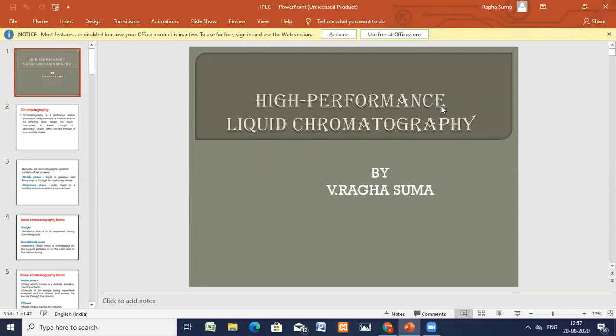This technique has been possible through the knowledge accumulated from gas chromatography. HPLC makes it possible to control the solute retention, and you can get more selectivity. So we'll see what chromatography is, the basic terms involved, and later on we will study HPLC instrumentation in detail.